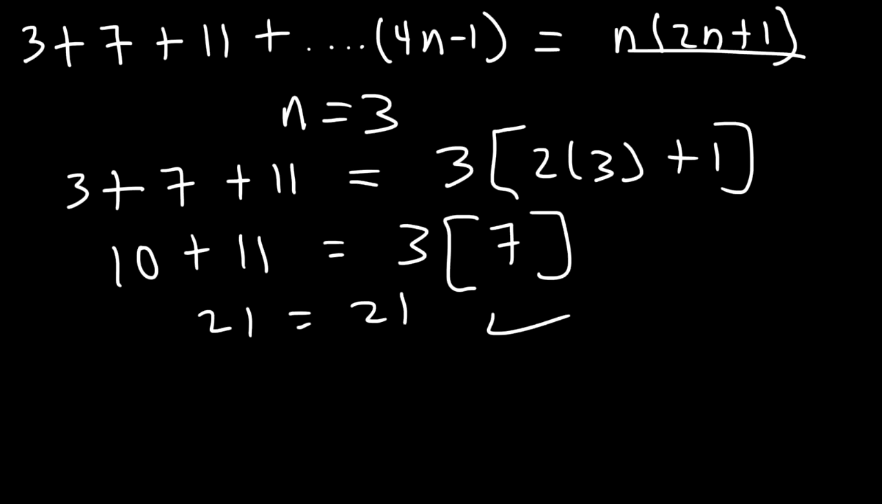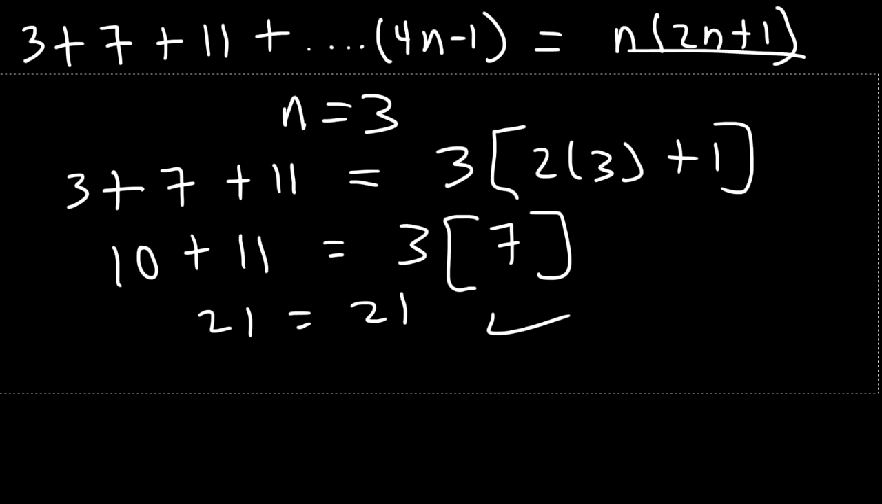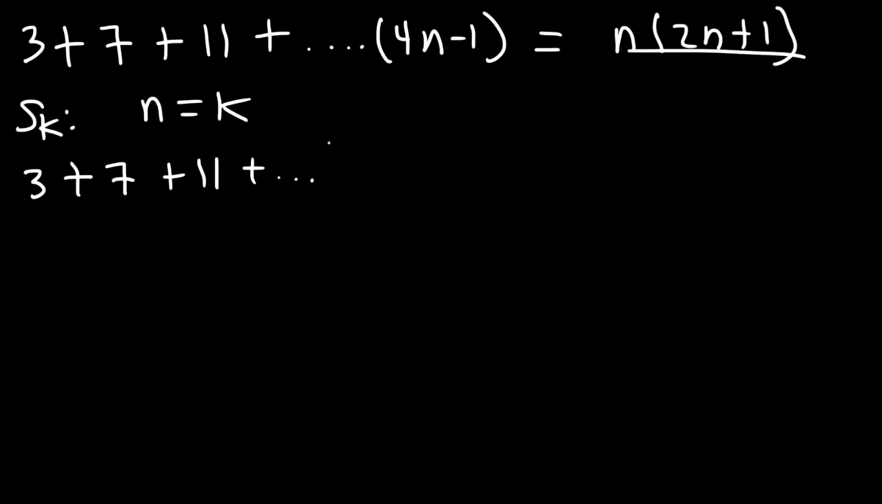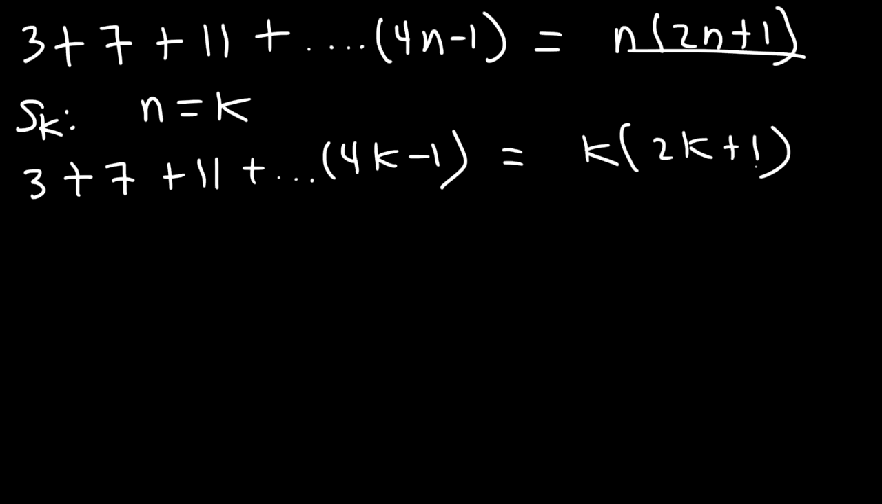So what we're going to do is use a letter k. We're going to assume that it's true when n is equal to k. So let's replace n with k. It's going to be 3 plus 7 plus 11 plus 4k minus 1. And we're going to assume that this is true. Our task is to prove that the next term is going to be true, and that is when n is equal to k plus 1.